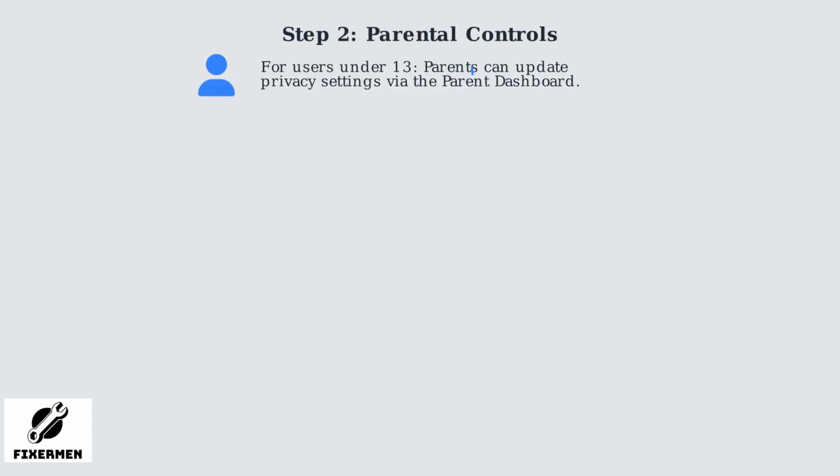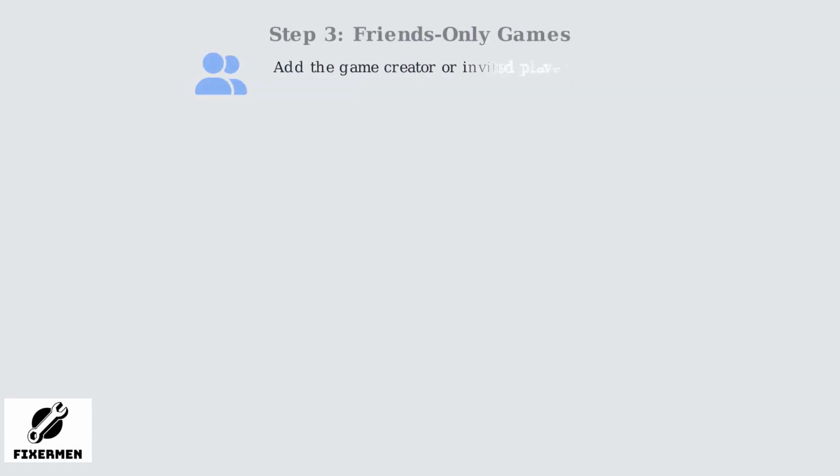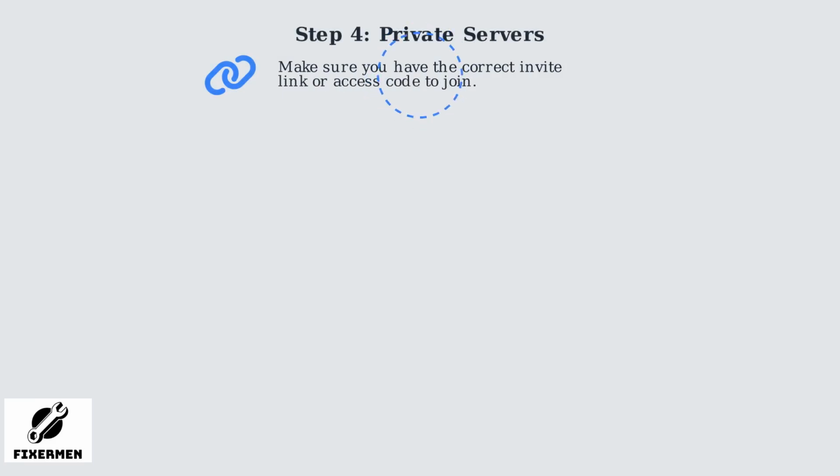First, verify your age on your Roblox account and ensure your birth date is accurate. If you're under 13, ask a parent to adjust the privacy settings in the Roblox parent dashboard. If the game is friends only, you'll need to become friends with the game creator or an invited player. For private servers, ensure you have the correct invite link or code.